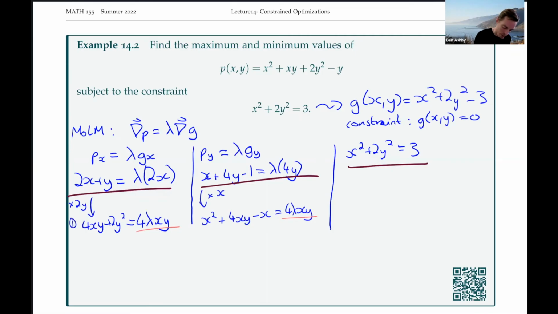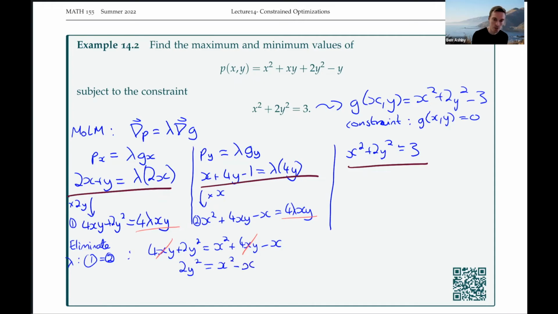So if we call this equation 1 and this equation 2, we can eliminate our lambda by setting 1 equal to 2. So now we have 4xy plus 2y squared equals x squared plus 4xy minus x. And notice here that our 4xy terms will cancel. We could rearrange these to the same side, but I'm just going to leave them in place. So let's just leave this as 2y squared is equal to x squared minus x.